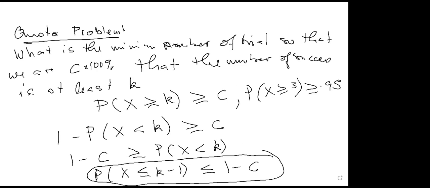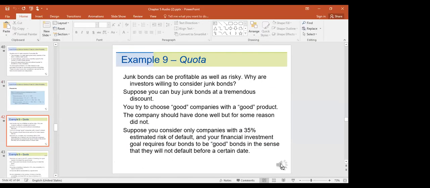Let's look at an example from your PowerPoint. In this example, we will be dealing with junk bonds. Junk bonds can be profitable. They are like junk cars, cars that have been in an accident. Junk bonds are like companies that would have done well but have gone bankrupt. Why are investors willing to consider junk bonds? Suppose you can buy junk bonds at a tremendous discount. You try to choose good companies with a good product. The company should have done well, but for some reason did not. Suppose you consider only companies with a 35% estimated risk of default. That is, they will fail at 35%. That actually means that they have a 65% rate of success.